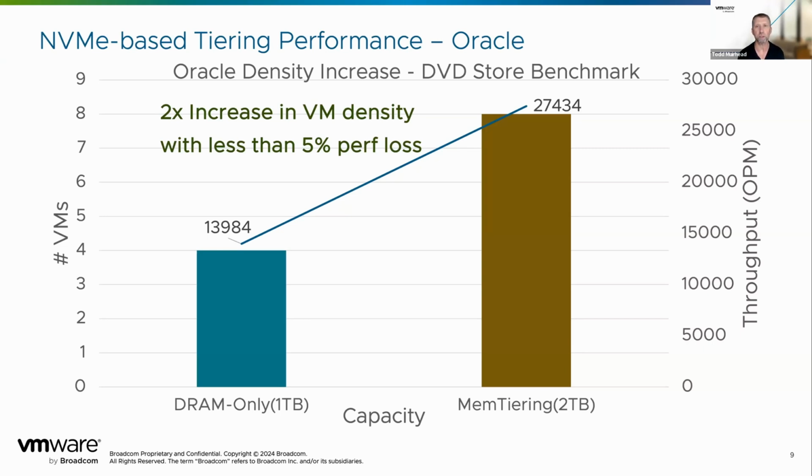So, very similar to the other workloads in terms of the net result that we saw, and which is a good proof point for mem tiering on yet another workload.